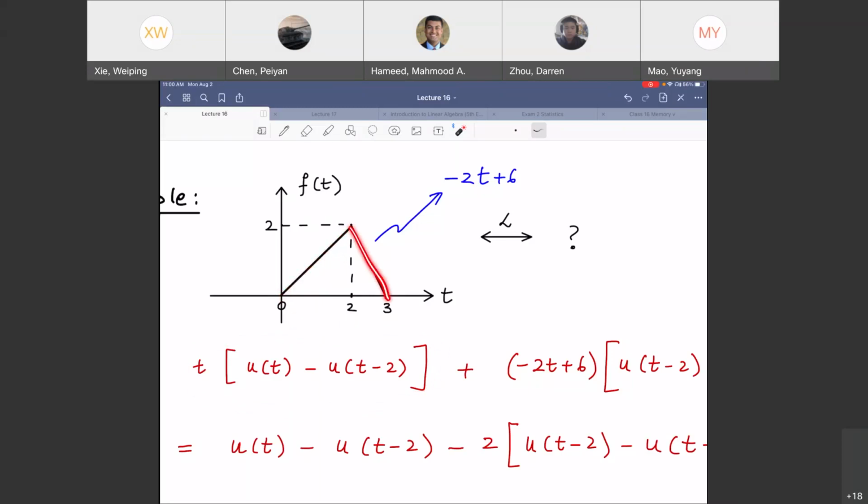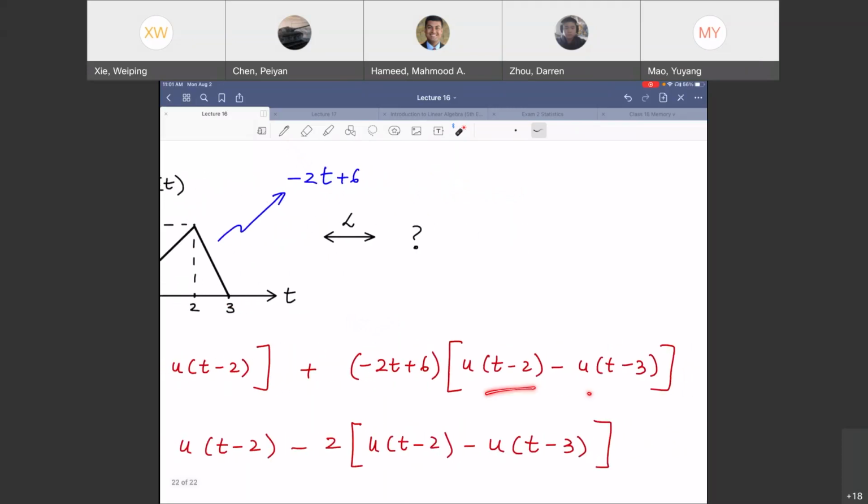And then for this one, at 2 it is at 2. At 1, it will be at 4. And then at 0, it will be at 6. So the slope is -2, and the y-intercept works out to be +6. So you can write the equation of this line as -2t plus 6. You also have to multiply it with a gate function that opens at 2 and closes at 3. So that's u of t minus 2 minus u of t minus 3.